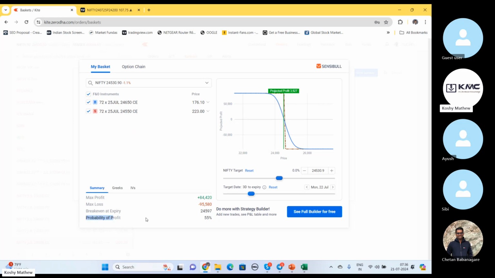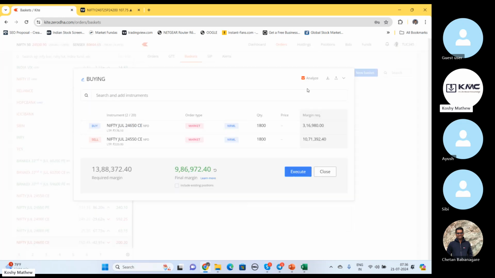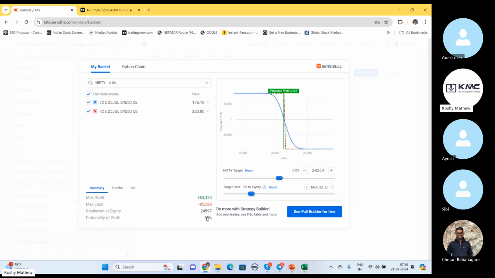What is the probability of profit? 55%. 55% is the profit. Just let me take off this hedge. Maximum loss, it says unlimited. By how much has the probability increased? From 55 to 69. It increased by another 14%, correct? So 69 means 14% more probability, but the loss is unlimited.